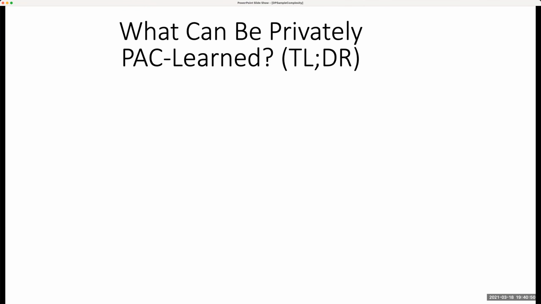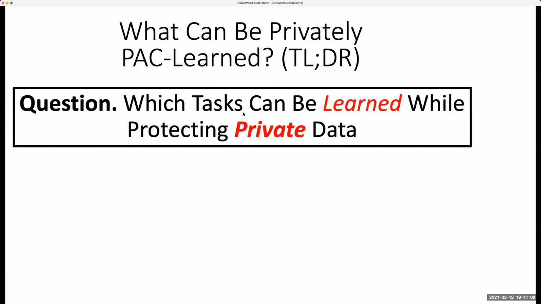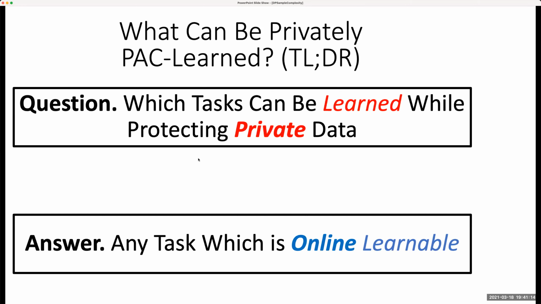So the too long didn't read version of the result is that the question that we answer is what can be learned privately in the PAC model? Which concept classes can be learned privately? We will define everything, or at least we will recall the definition soon. So which tasks can be learned while protecting private data? And the answer that we will present is that any task which is online learnable. Right? So if you think about the concept class as a class of experts and you want to online learn them in an adversarial setting, so at least qualitatively, private PAC learning and online learning are equivalent.